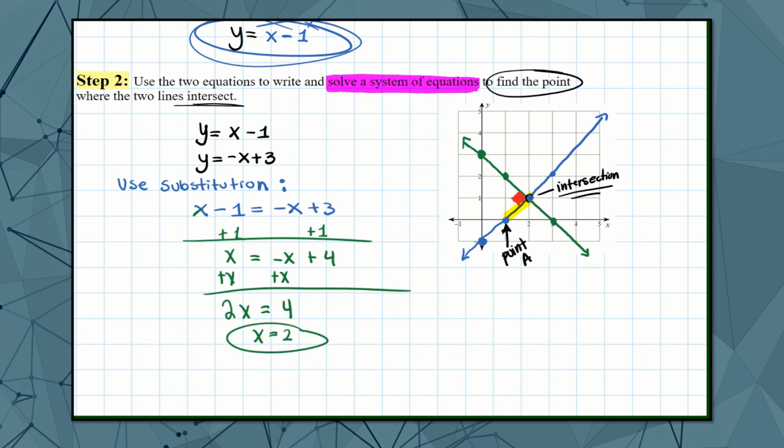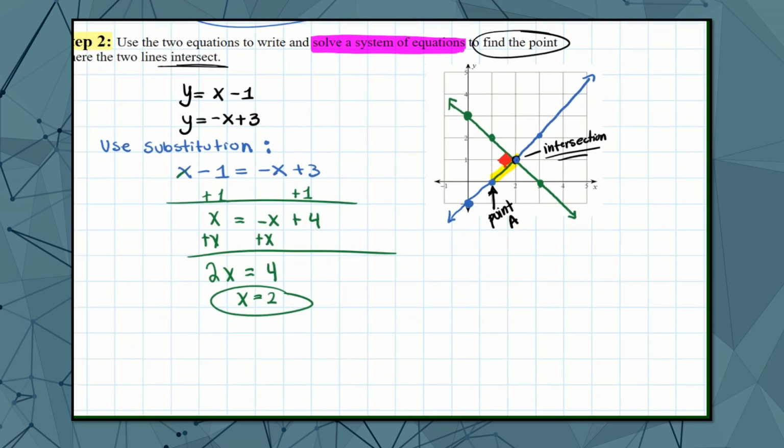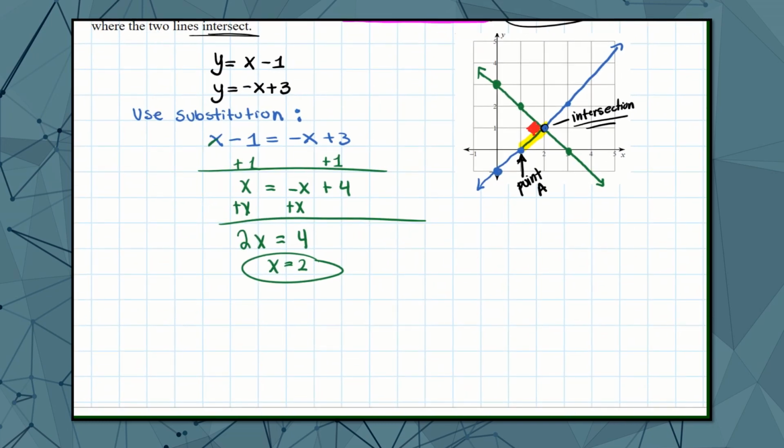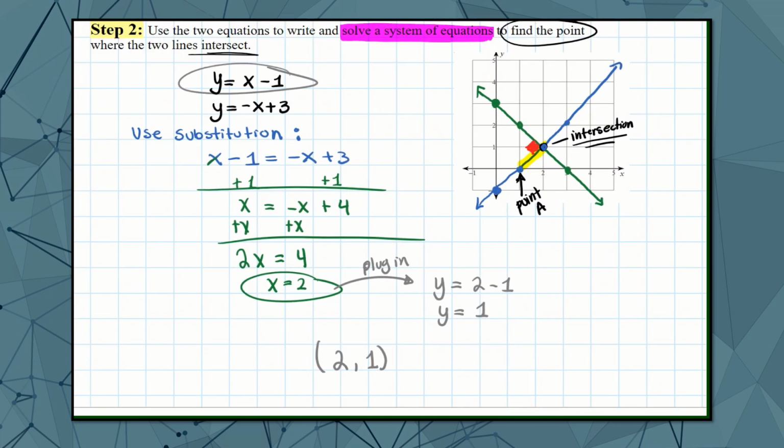To find the y-coordinate, all we need to do is plug it into one of those equations. And it doesn't matter which one you plug it into. Whichever one you plug it into, you'll get the same result for y. I'm going to plug it into the first one, and we get the y-coordinate is 1. So if we didn't have the graph, this is where the lines would intersect. But because we have the graph, we can confirm that they do intersect at that point.